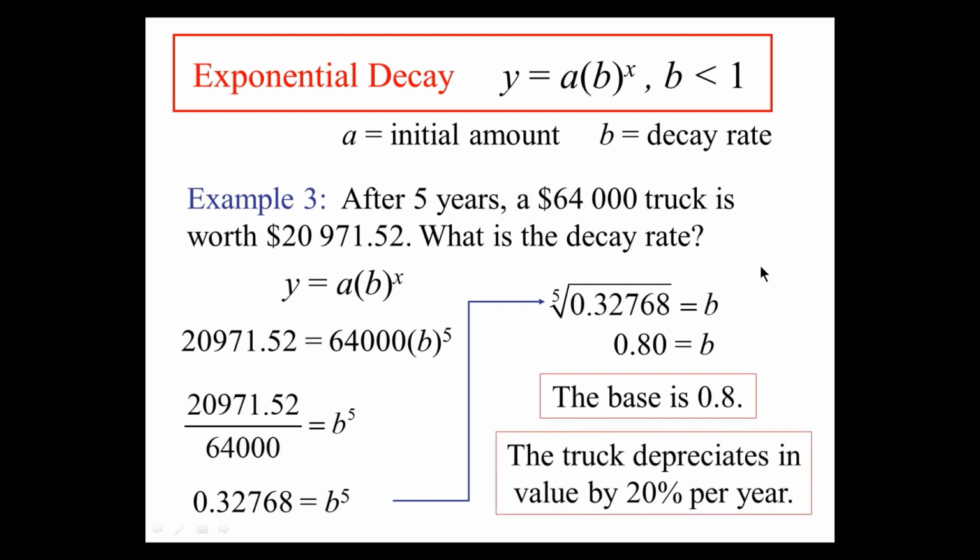The truck depreciates in value by 20% per year. Now this is because 0.8 is lower than the number 1. But it's only 0.2 less than the number 1. So the difference between 0.8 and 1 is 0.2. And turning that into a percent, that would be 20%.